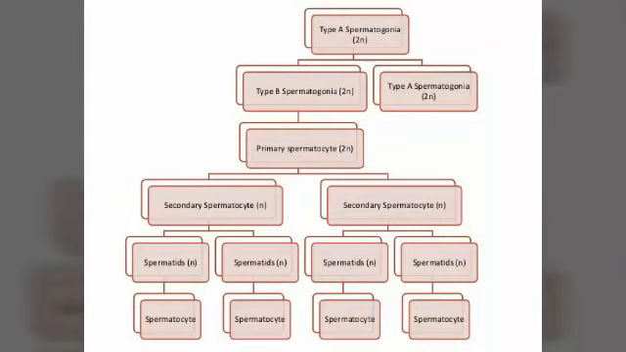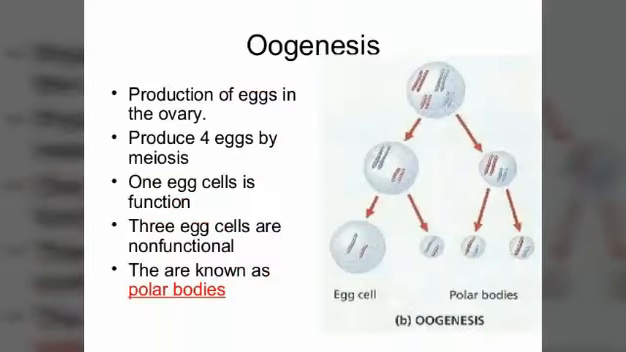So what is oogenesis? Oogenesis is the process of formation of ovum. Oogonia is a germ cell which, after mitosis cell division, converts into primary oocyte. The primary oocyte, after completion of the first meiotic division, converts into secondary oocyte, and the secondary oocyte converts into ovum.